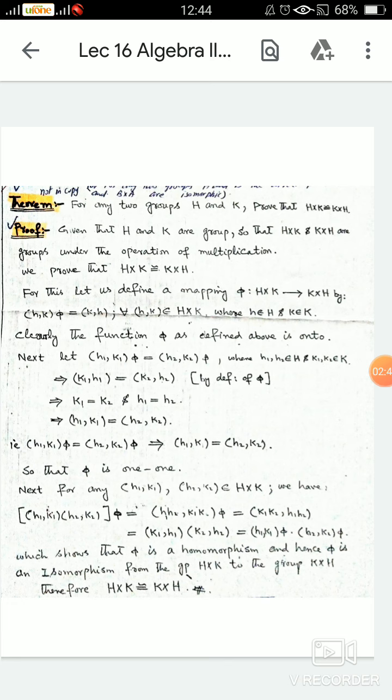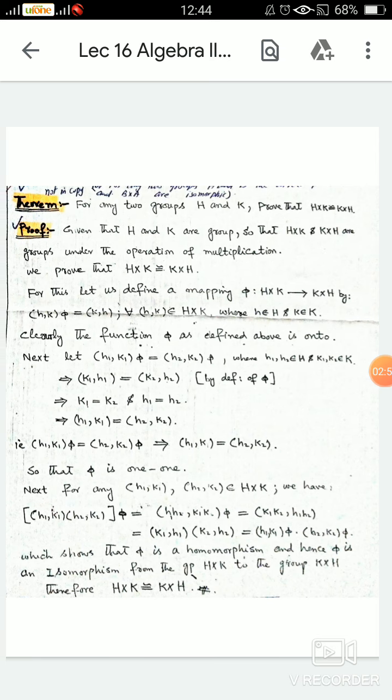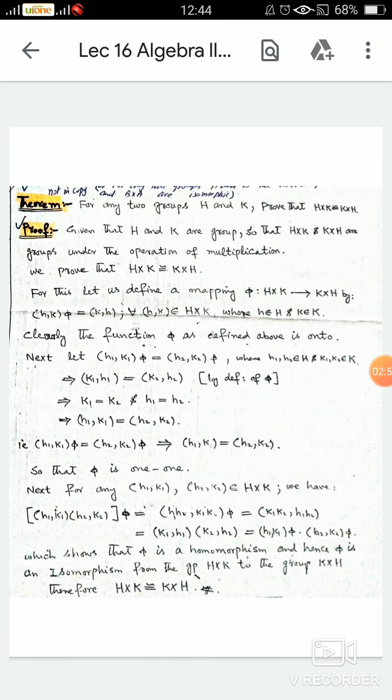Because h1 is equal to h2 and k1 is equal to k2, both ordered pairs must be equal. That is, phi of (h1, k1) is equal to phi of (h2, k2). This implies that the ordered pair (h1, k1) is equal to the ordered pair (h2, k2), so phi as defined above is 1-1, because this is the definition of 1-1.